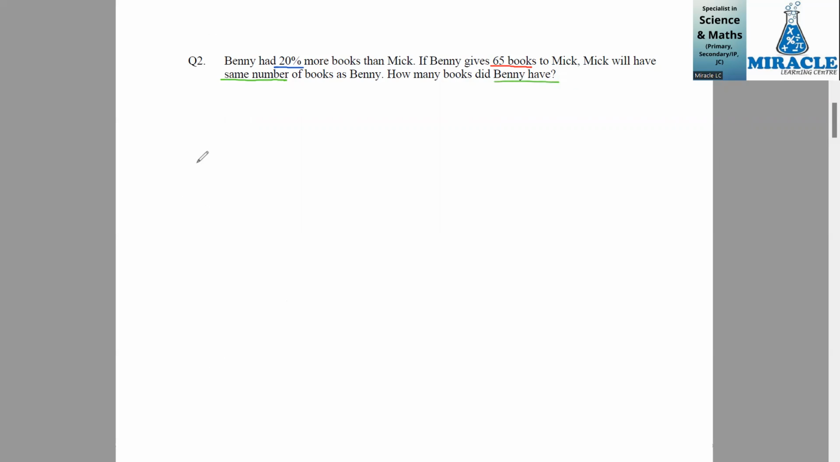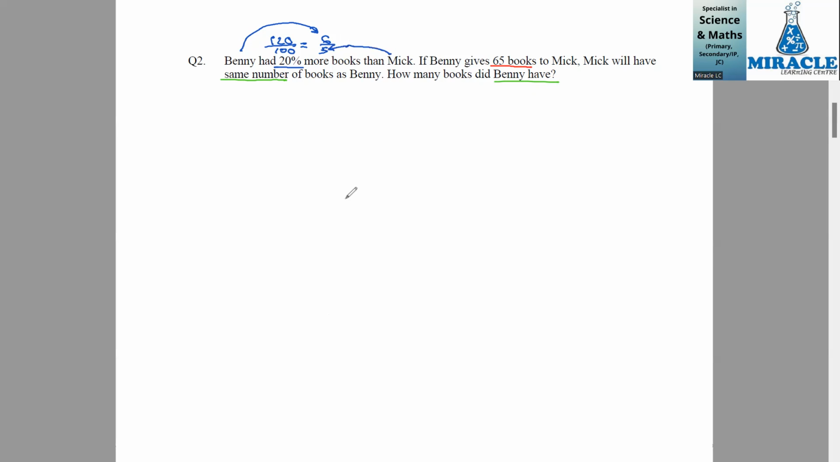So first thing we want to do is write this percentage in the form of a fraction. So a fraction will always have a denominator of 100 when it comes to percentages. And a simplified fraction of this would be 6 out of 5. So we know that Benny has 6 and we know that Mick has 5.